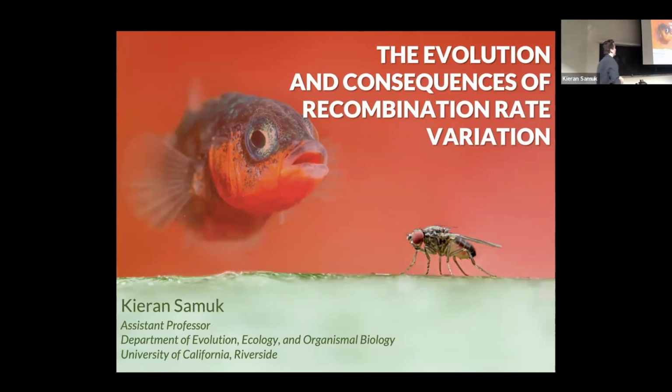So yes, today I'm going to be talking about this topic here, the evolution and consequences of recombination rate variation. And I'll be talking about it in both these organisms. And I made this little slide here for a talk at some point, and I like to think that this is Drosophila pseudoobscura here, and this is a three-spine stickleback.